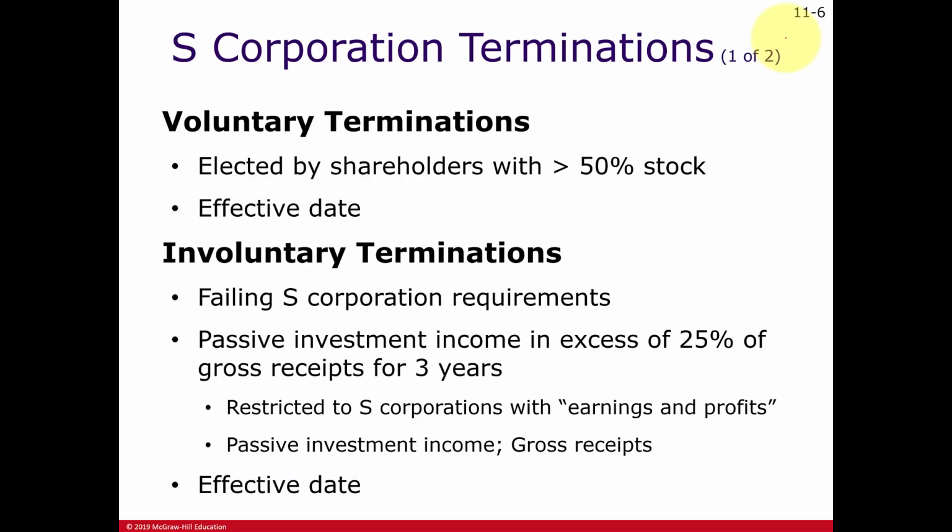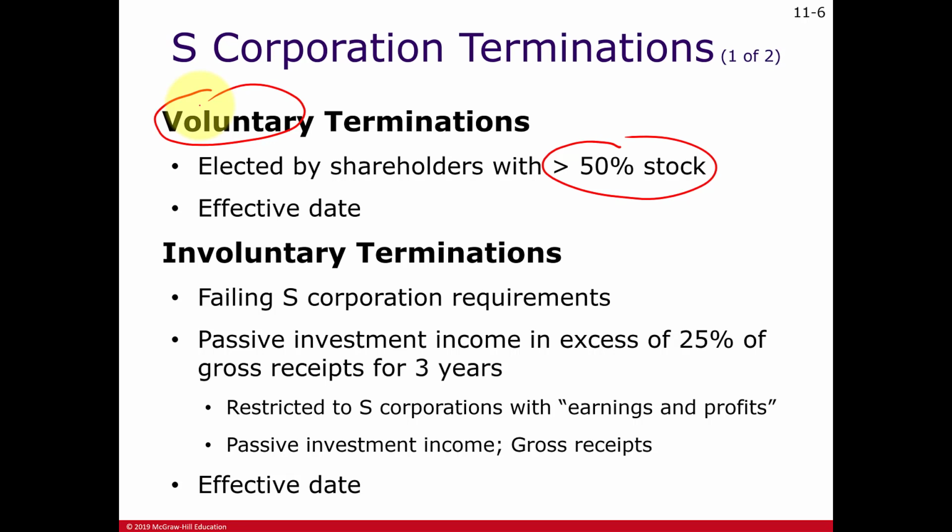So if you want to not be an S corporation anymore, more than half of the owners, owning more than 50% of the stock, have to file a statement with the IRS saying that we want to stop our S election as of that date or a future date. You can probably pick any date from that point forward. It doesn't have to be at the end of the year or the beginning of the next year to terminate your election. So that's voluntary, where the shareholders choose to stop the S treatment.